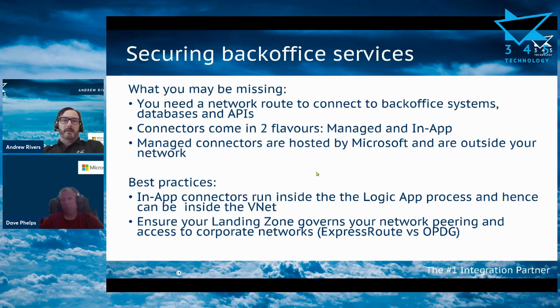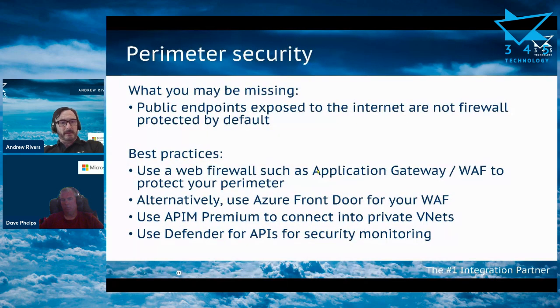Okay, so then if we look at perimeter security, again, we've talked about the fact that Logic apps have either a public endpoint or private endpoint, but by default those are available on the internet. But not only can we use API management to provide access to those as an API through an API governance layer, but you can also use either Application Gateway or Azure Front Door to implement a web application firewall to ensure that the traffic going into that endpoint is adequately protected.